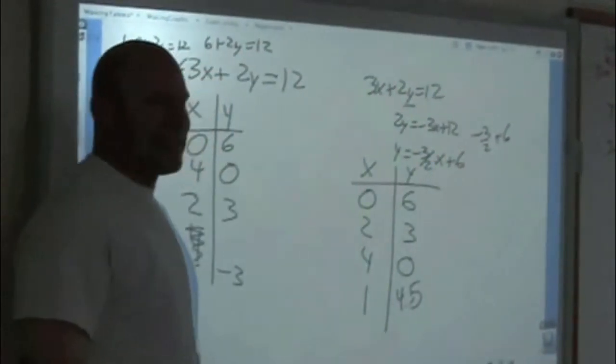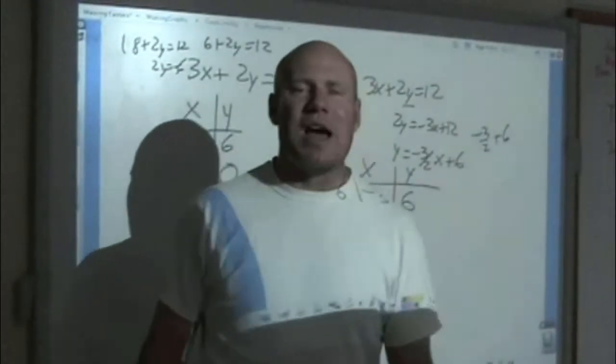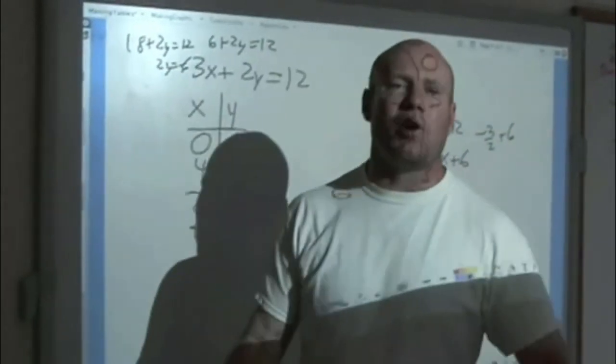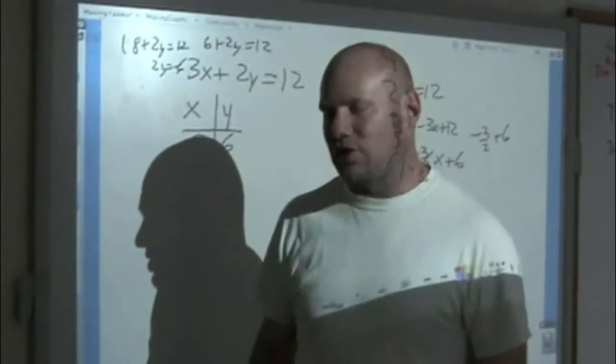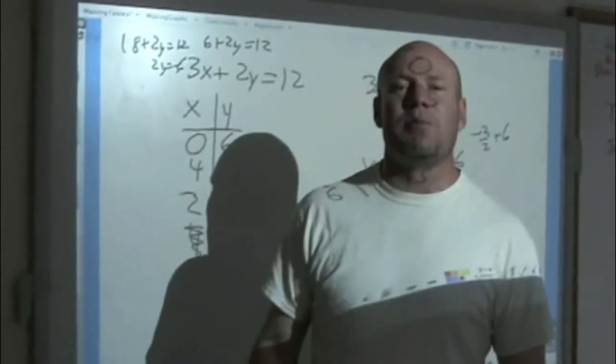All right, so that's that. That's how you make tables. Making them off the graph is usually a piece of cake. Making them off the equation, just use a little intelligence about what it is that you need to do in order to create your tables.